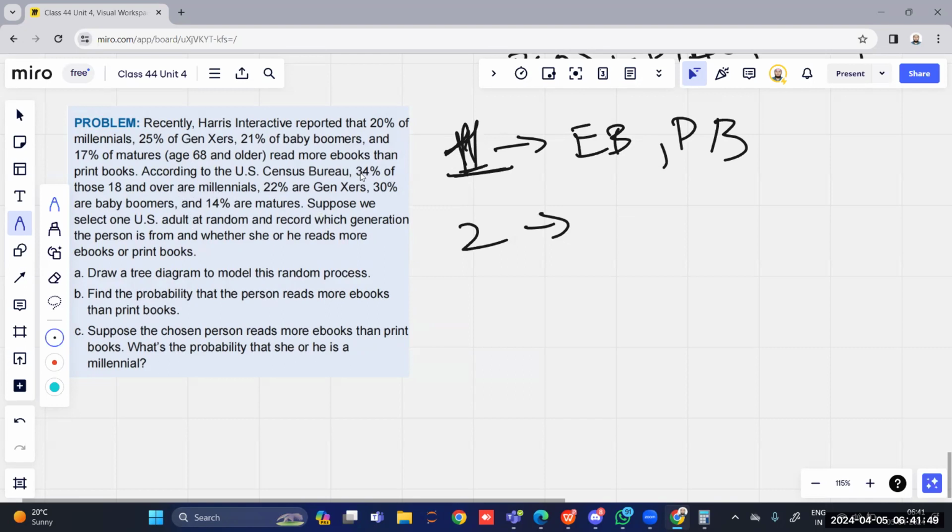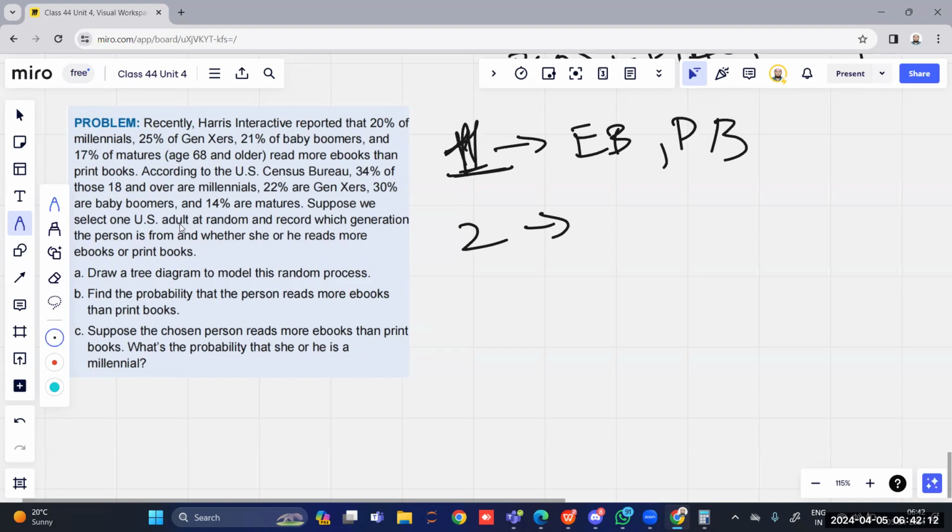According to the Census Bureau, 34% of those 18 and over are millennials, 20% are Gen Zers, 30% are baby boomers, and 14% are matures. Suppose we select one US adult at random and record which generation the person is from and whether she or he reads more ebooks or print books. Okay, so draw a tree diagram to model this random process.